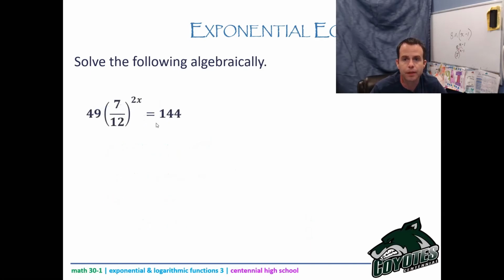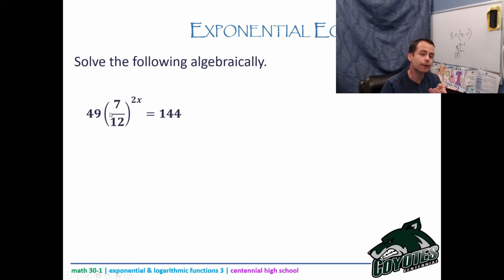Okay, 49 times 7/12 to the 2x equals 144. A couple of things I need you to think about here. First of all, a very common mistake that kids make is they take that 49 and multiply it by the 7/12. You can't do that because of the 2x. That exponent only applies to the 7/12.